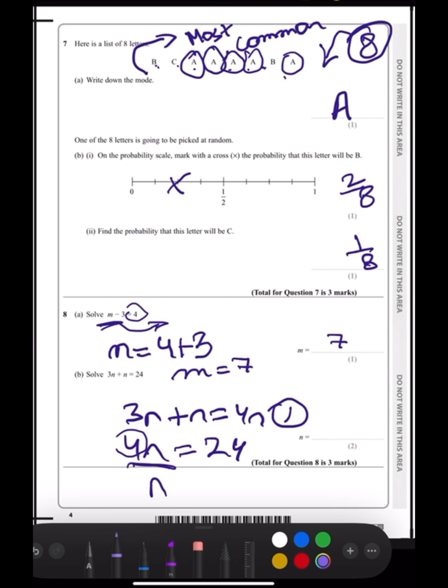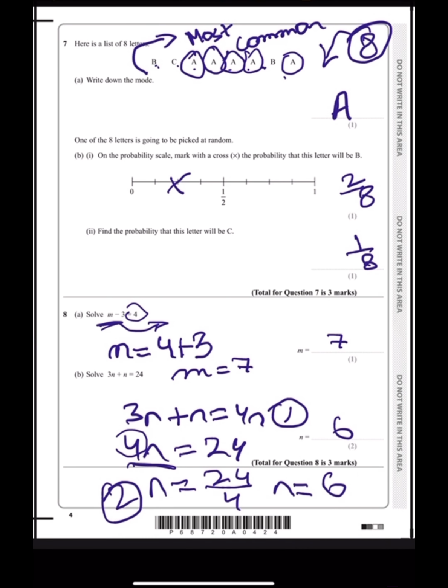So n is equal to 24 over 4, due to which n will be equal to 6. And that will be your answer. And this step will gain you the second mark. So basically now you've gained 2 whole marks. Okay.